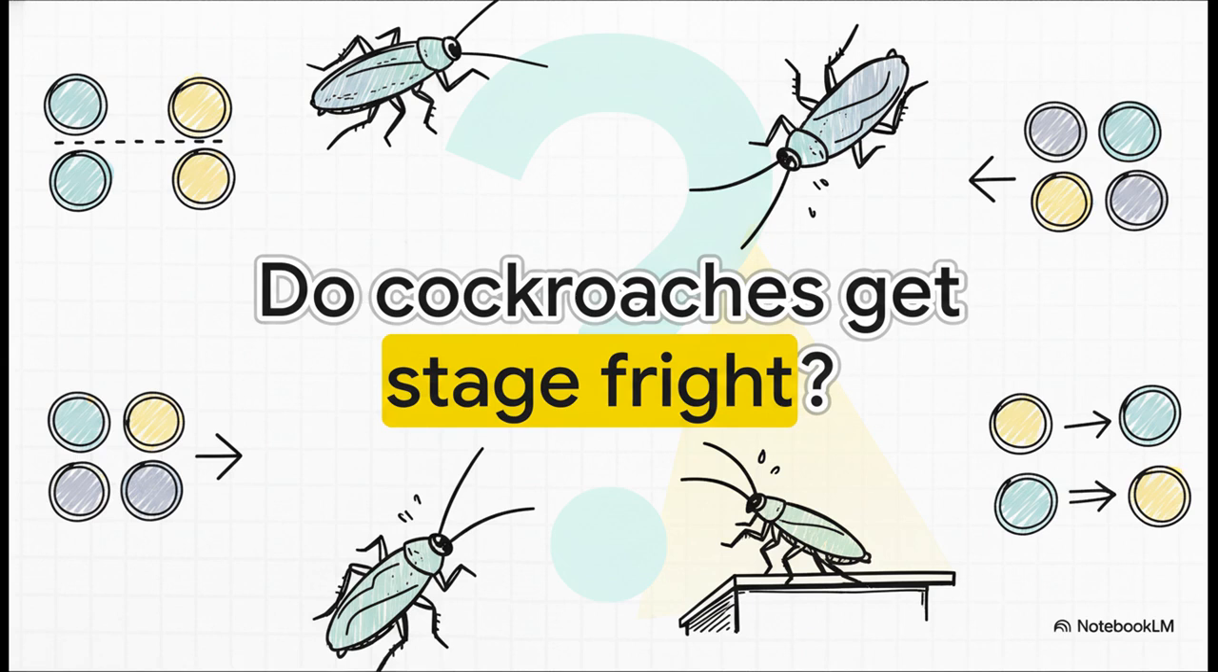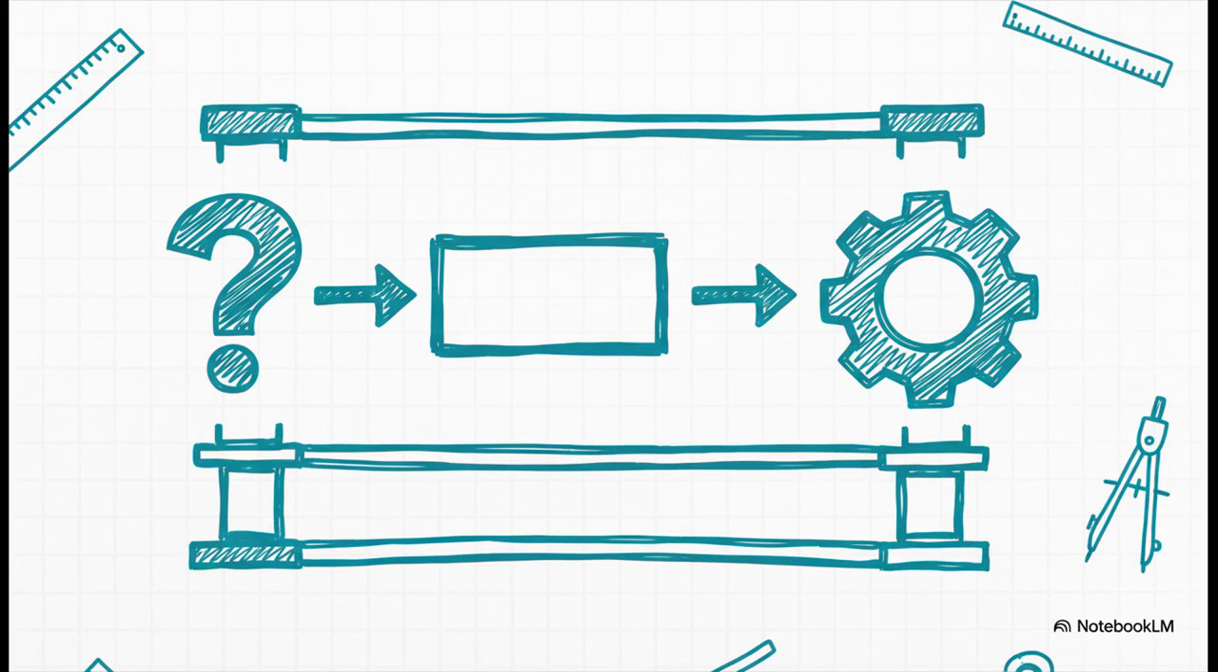Now, to answer a weird question like that, or a serious one about a new medicine, you can't just guess. You need a plan. And that right there is the core challenge for any researcher, proving cause and effect. You have to get from a question to an actual reliable answer. And for that, you need to build a really structured test. In the world of research, we call that blueprint an experimental design.